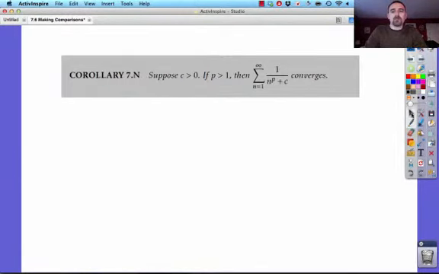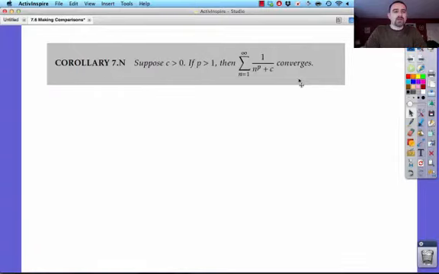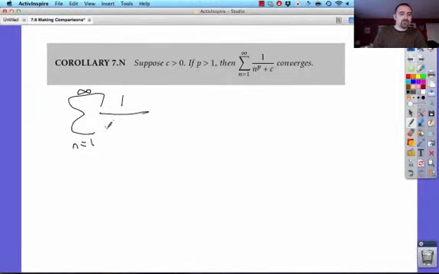The corollary is the power series, well, this is not a power series exactly, but it's similar. Anytime I have a series going from 1, or any finite number, to infinity, of 1 over n to the p plus c, where p has got to be strictly bigger than 1, and we're adding a positive number c down here. This converges. We can use the direct comparison test.